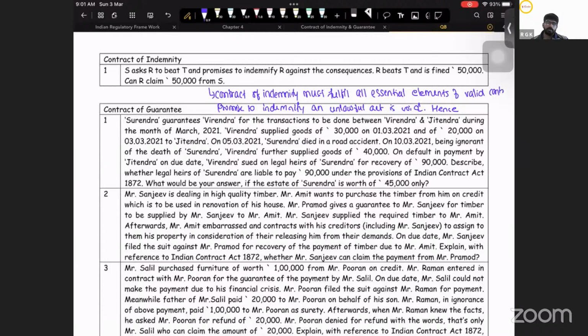Okay, so moving on further. The first question in contract of guarantee. We'll see some questions here. Surendra guaranteed Virendra for transactions to be done between Virendra and Jitendra. So Surendra is giving a guarantee for transactions done between Virendra and Jitendra. Virendra is supplying the goods to Jitendra. Surendra is giving the guarantee to Virendra.